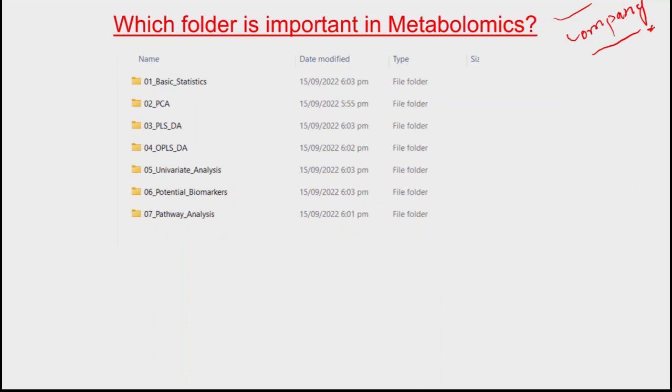Here we have basic statistics, PCA and PLSDA, that is partial least square discriminant analysis. This was all about the quality control, and this was the PCA, and we know that PCA is used for dimensionality reduction. If you don't know in detail what PCA analysis is, I recommend another video I have uploaded covering the interpretation of PCA, so you can watch that and have a better idea of what PCA is.